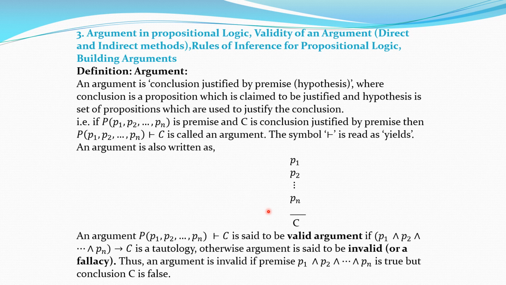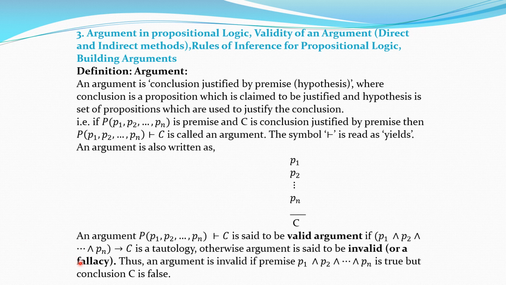Now, when do we say that an argument is valid or invalid? An argument P1, P2, Pn yields C is said to be a valid argument if P1 and P2 and P3 and so on and Pn implication C is a tautology. Otherwise, the argument is said to be invalid or a fallacy. Now, what is the meaning of P1 and P2 and Pn implication C is a tautology? Tautology means in the truth table of P1 and P2 and Pn implication C, the last column values must be all true.